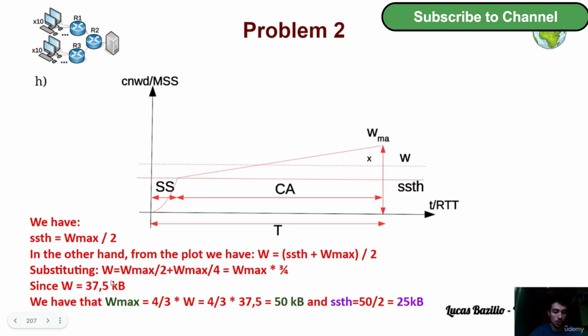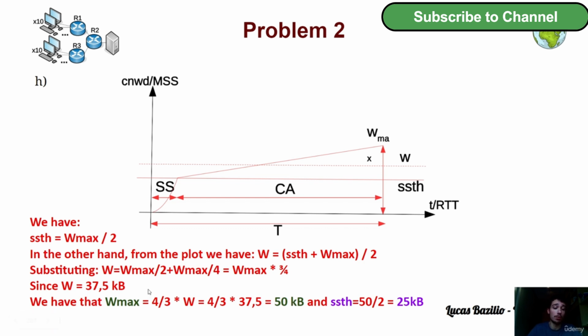And so, since we know that the window is equal to 37,5 kilobytes, as we already calculated in previous questions, what is going to be the value of the maximum window? Well, we can just substitute. This 3 comes here dividing, and this 4 comes here multiplying. So the maximum window is going to be 4 divided by 3 multiplied by the value of the window in kilobytes, which is 37,5. We multiply, this gives us 50, of course with the unit also in kilobytes.